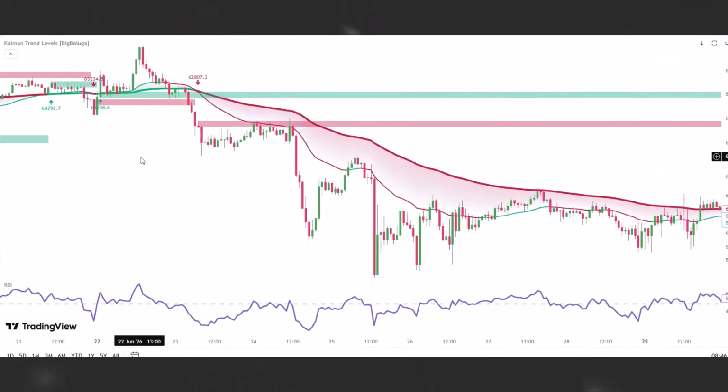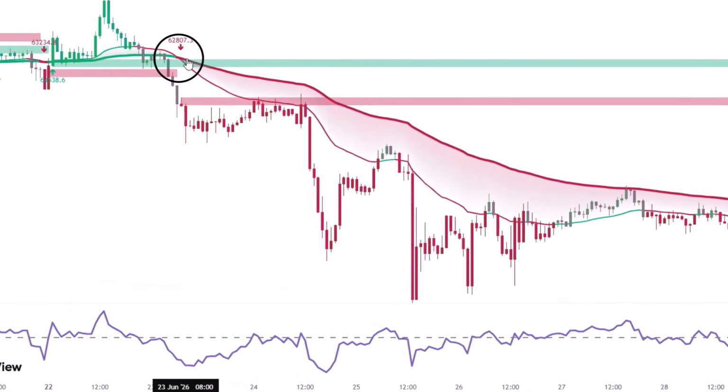Now let's look at a sell setup. The fast Kalman should be below the slow Kalman and price should stay below the dynamic trend levels. This tells us that sellers are controlling the market. Next, wait for price to rally back toward a dynamic trend level. Don't sell immediately after a large bearish candle. Let the market come back to you.